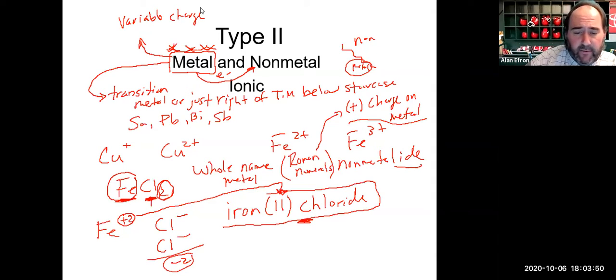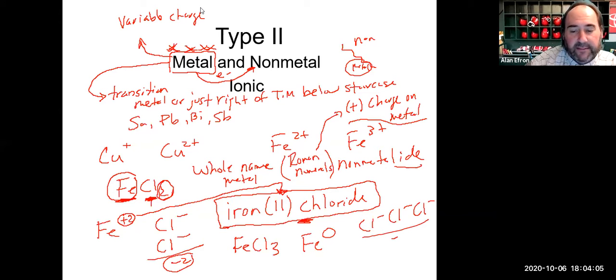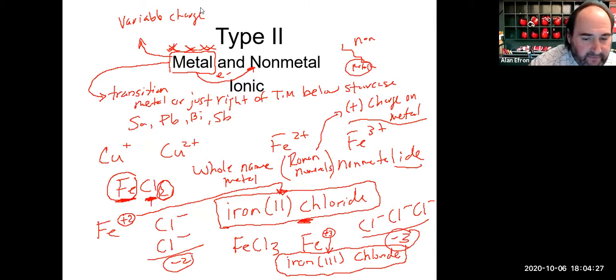And the reason why we do that Roman numeral is if we had something like FeCl3, in this particular case, we would have one iron and 3 chlorides, which gives you a -3 overall. That means that the iron here is actually +3 in this compound. And the name of this guy would be iron Roman numeral 3 for the charge, chloride. So really naming is just about telling people what you are dealing with exactly. Because iron, for example, can have multiple types of charges depending on what it is bound to, we need to tell people in this particular case, we're talking about iron with a +2 charge. In another case, we're talking about iron with a +3 charge.